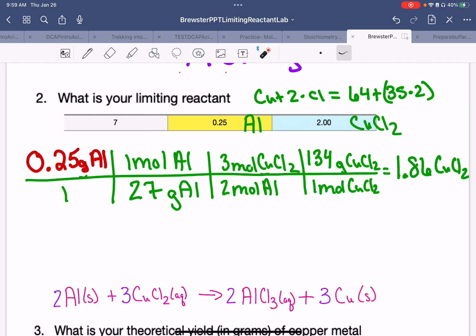Then I need to go and get my grams because moles mean nothing to us. So now we're back to the step that we did as a 1 step with 1 mole of copper chloride on the bottom. And then I take what I got for my sum here, that 134 grams of copper chloride, and it goes on top. And so what I discover is I only need 1.86 grams, but I have 2 grams. So my copper chloride is in excess.